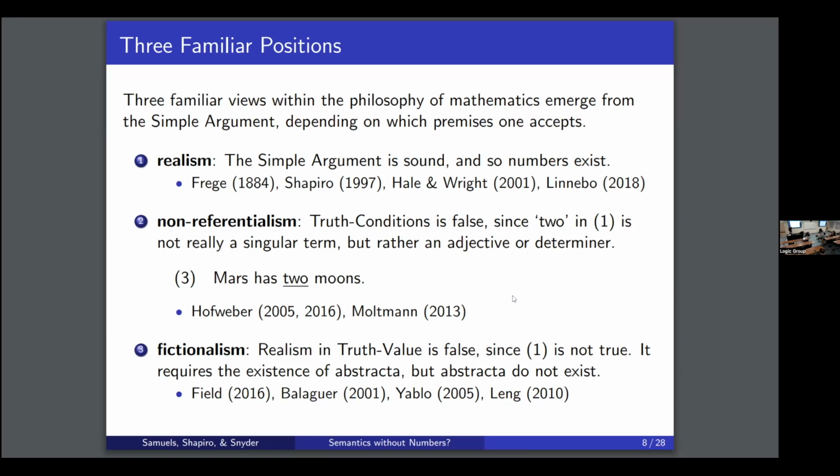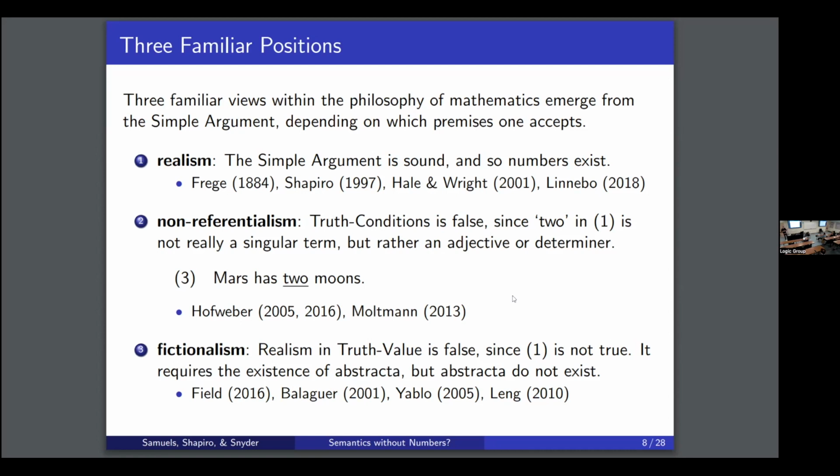Frege was a realist. Shapiro is a realist, a structuralist. Hale and Wright, realist. Øystein Linnebo, lots of different versions of realism. Lots of different views about what sorts of things numbers are. For our purposes here, that doesn't really matter. All that really matters is that numbers exist, whatever they may be like. Okay, so that's the first view.